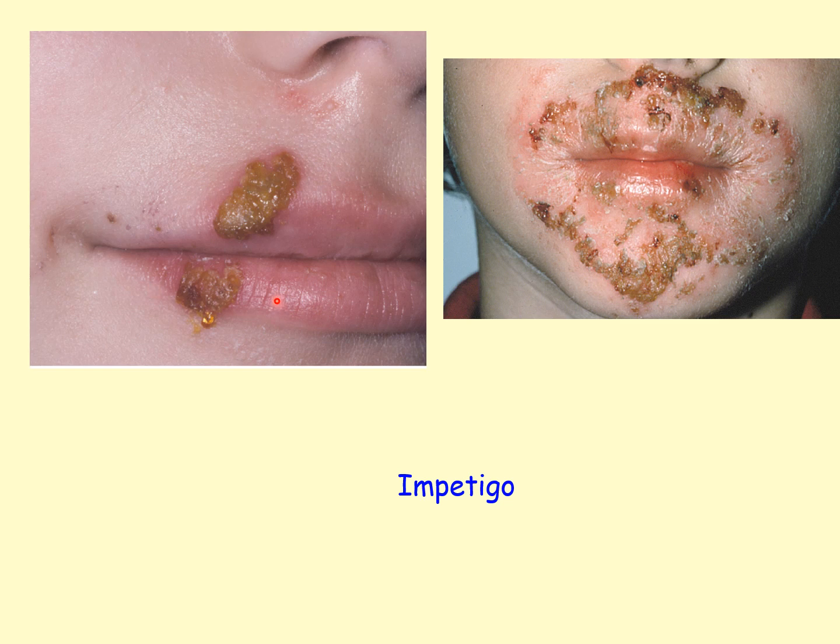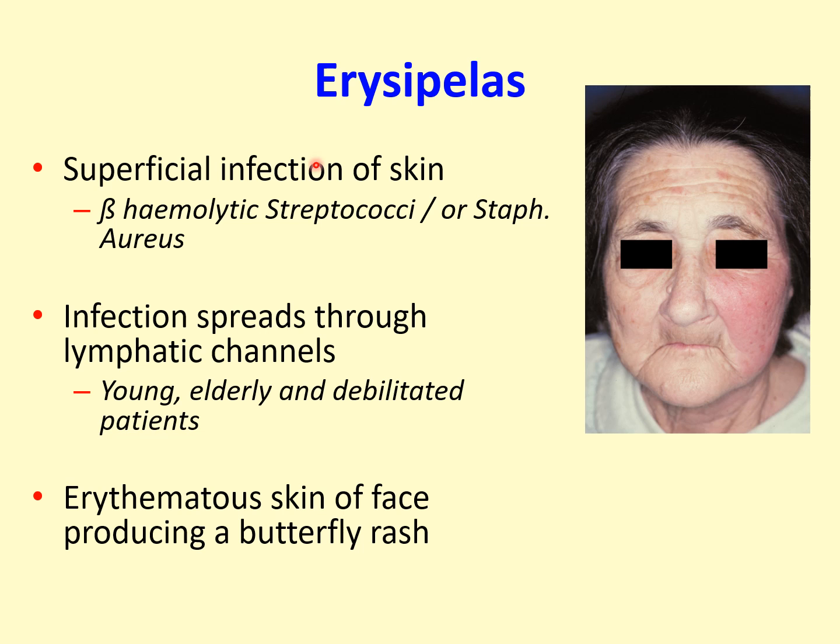So it's important that you evaluate the patient, and if you are unsure, it may be best to have a second opinion from the patient's GP. Another bacterial infection which can be seen in the head and neck region is Erysipelas, which is superficial infection of the skin, again caused by beta hemolytic streptococci or Staph aureus, or both.